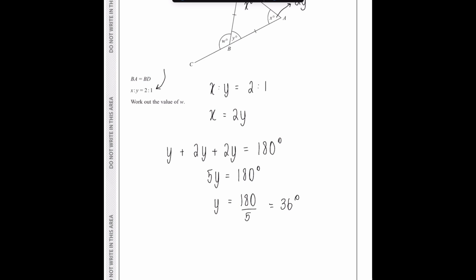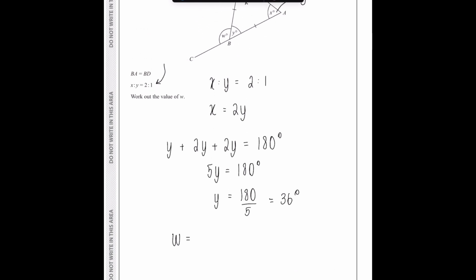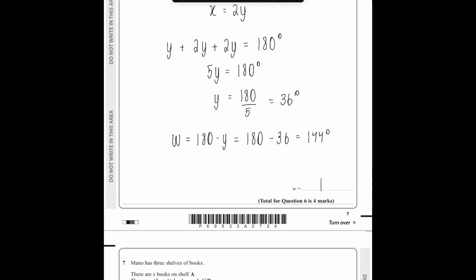But we don't want to know what Y is equal to, we want to know what the angle W is equal to. Now remember, a straight line has an angle of 180 degrees. So we can then write W is equal to 180 take away Y, which is the same as 180 take away 36, which is the same as 144 degrees. And that would be our final answer. So W is equal to 144 degrees.